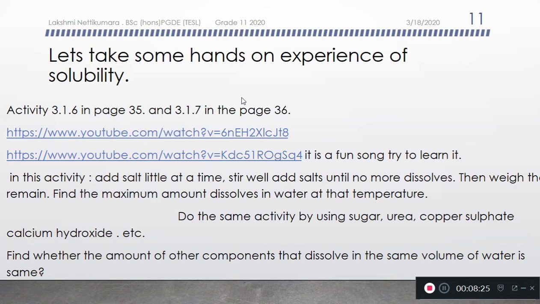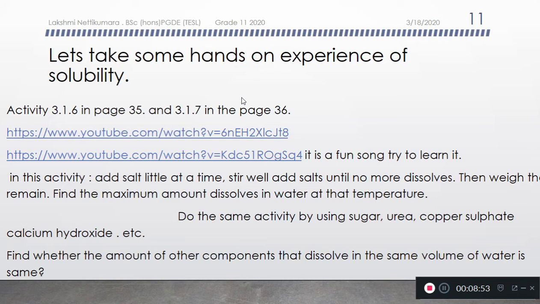You can do the same activity by using sugar, some talc, that means powder, calcium hydroxide powder, who knows, anything. Repeat the same activity using different kinds of solutes. Then you will be able to observe that these substances dissolve in different amounts in this 100 ml water.